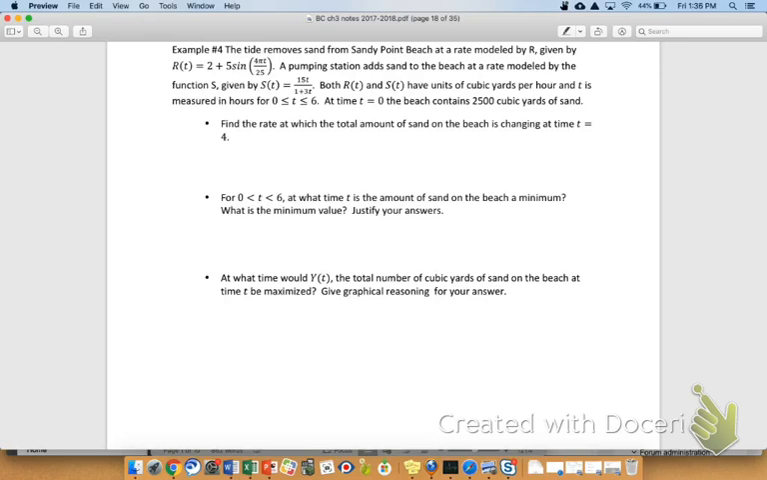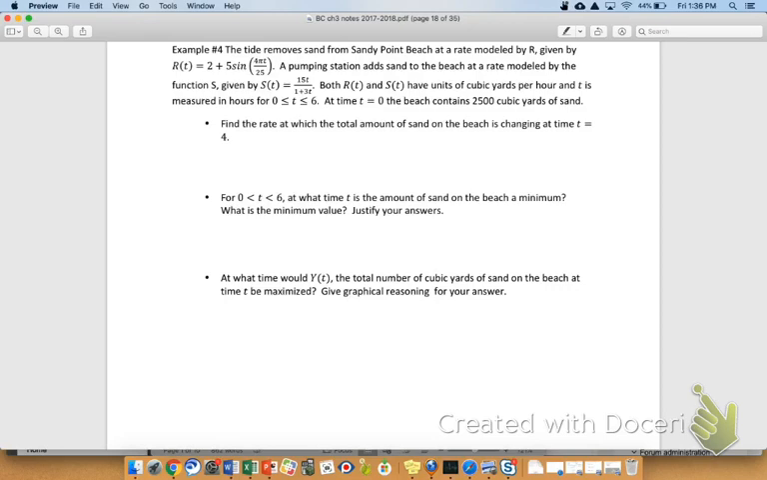You can see that there is a rate of removal of sand, a rate of addition of sand, and it gives you a little more information about units and such, and a time interval. The first little question there says, find the rate at which the total amount of sand on the beach is changing when t equals 4. So this kind of goes back. This is a little bit of a review question from the first part of our unit.